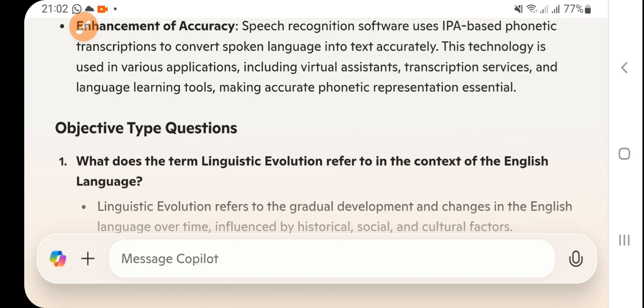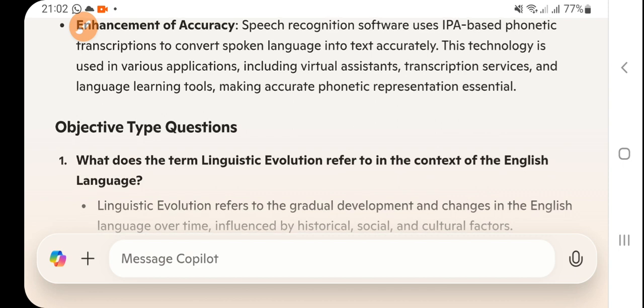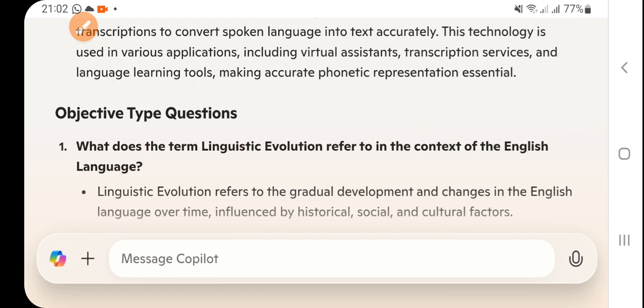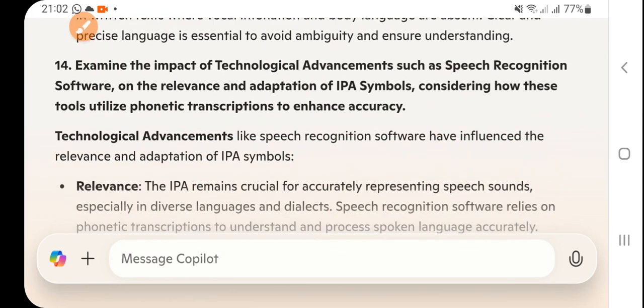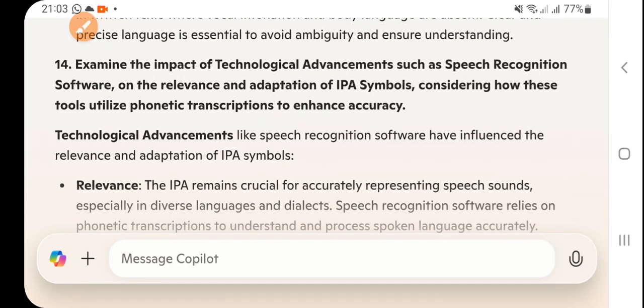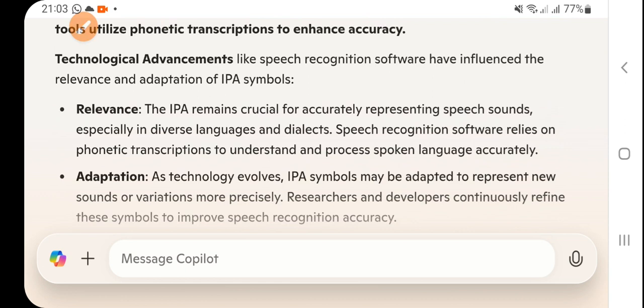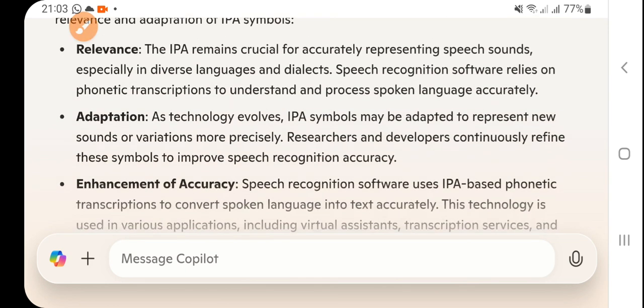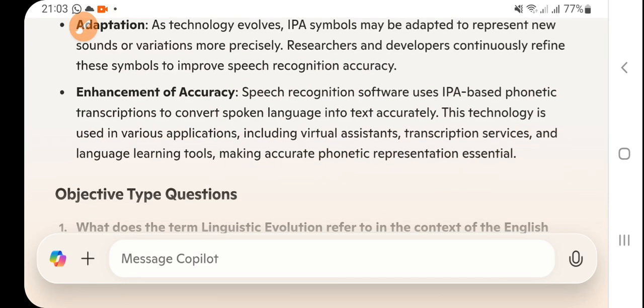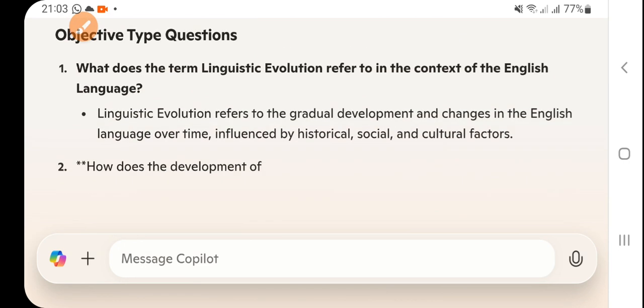And then this technology is used in various applications, including virtual assistants, transcription services, and language learning tools, making accurate phonetic representation essential. So, finally, we can say that technological advancements such as speech recognition software affect the relevance and adaptation of IPA symbols, considering how these tools utilize phonetic transcriptions to enhance accuracy. So, definitely, if you speak clearly, the system or the phone will listen clearly, right?